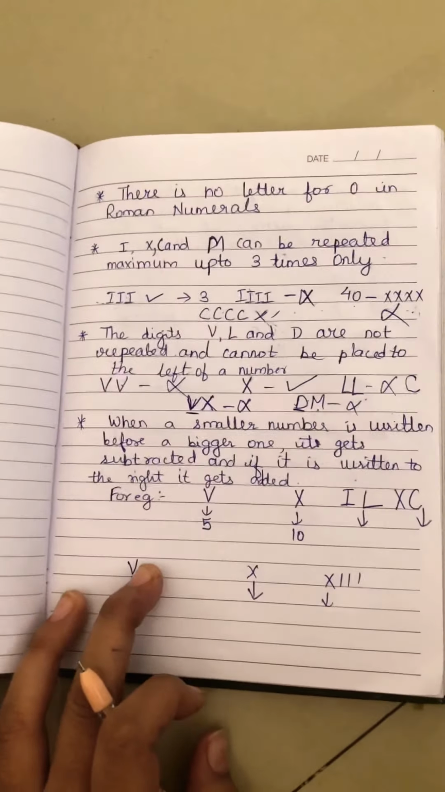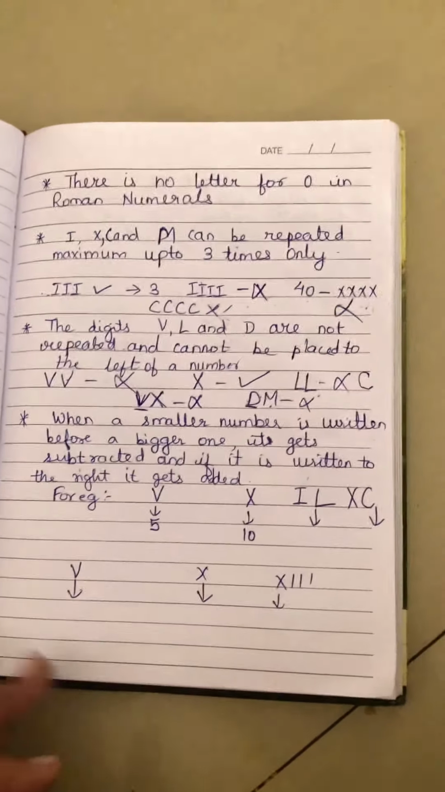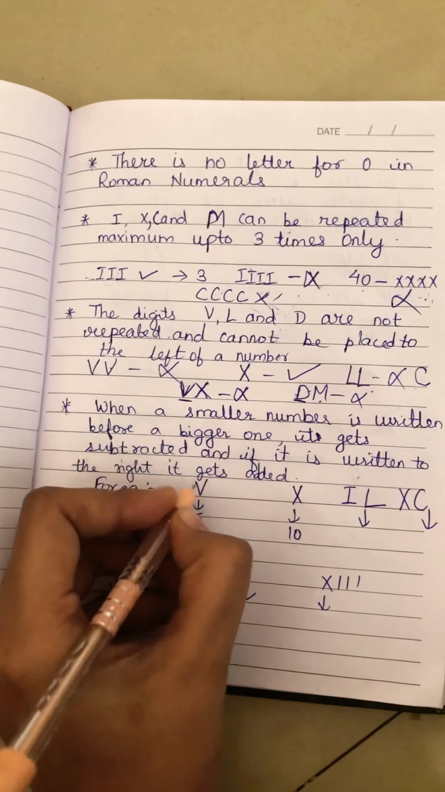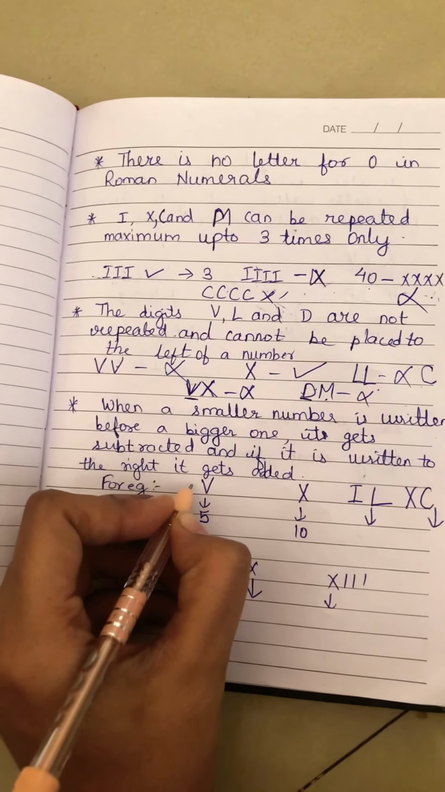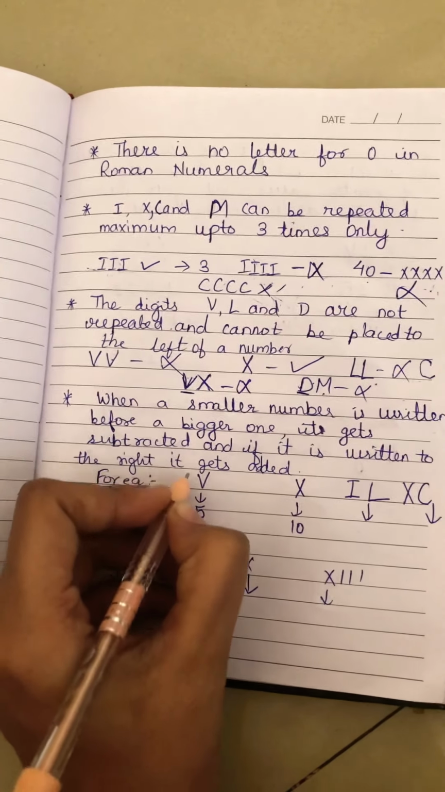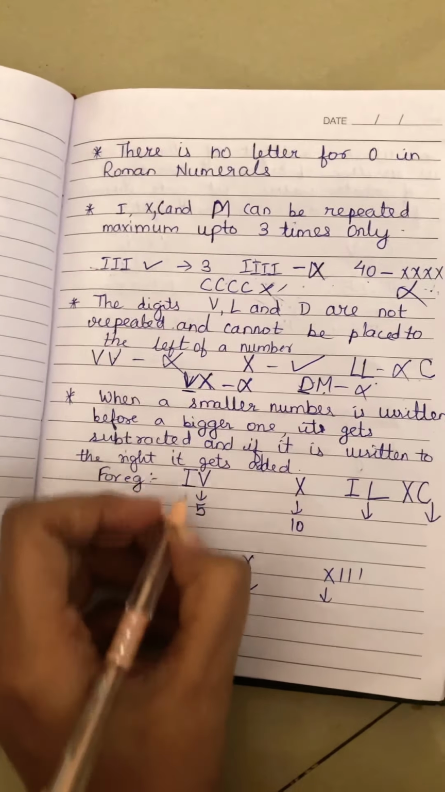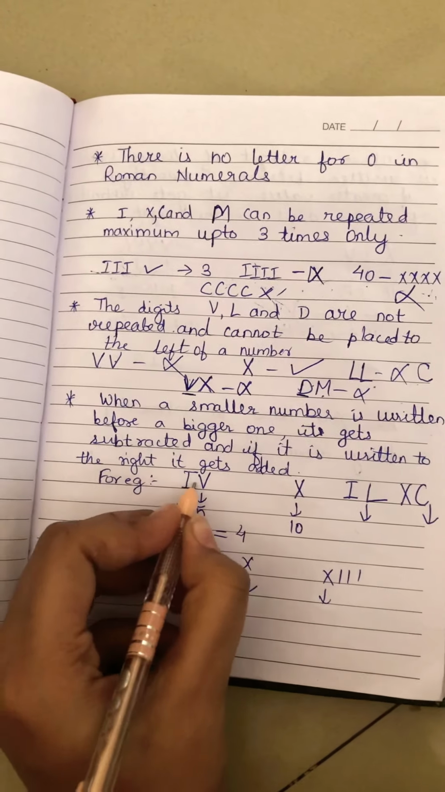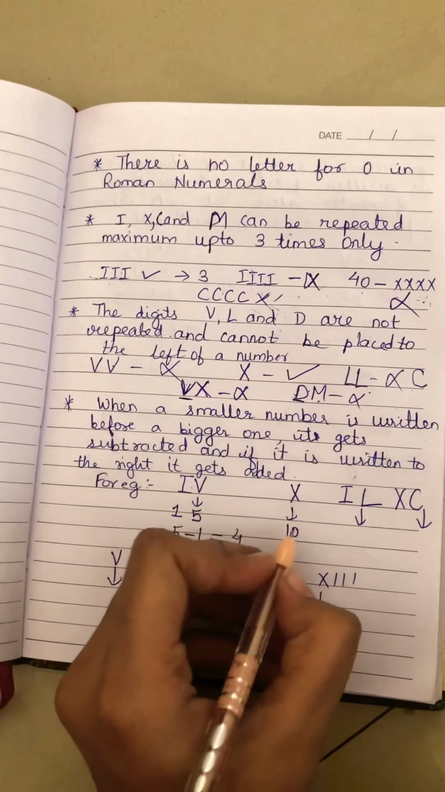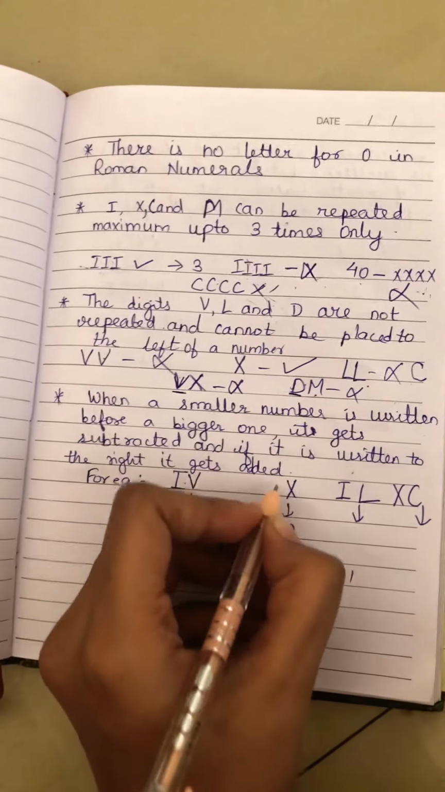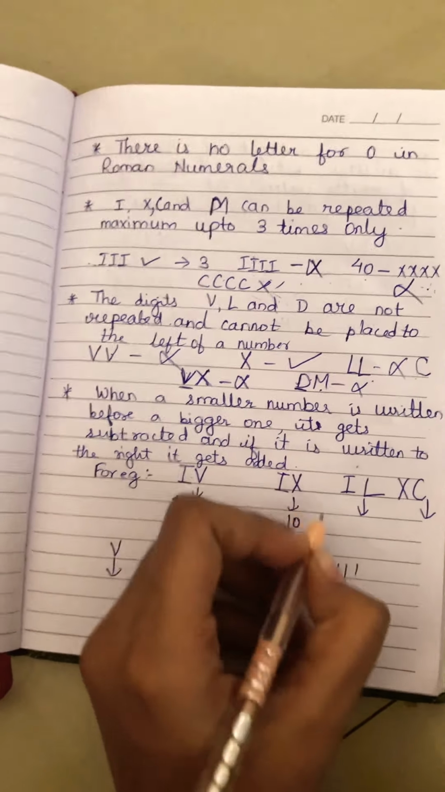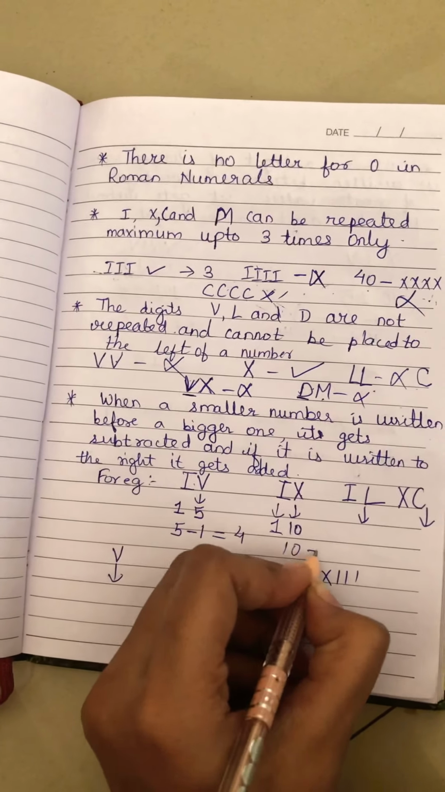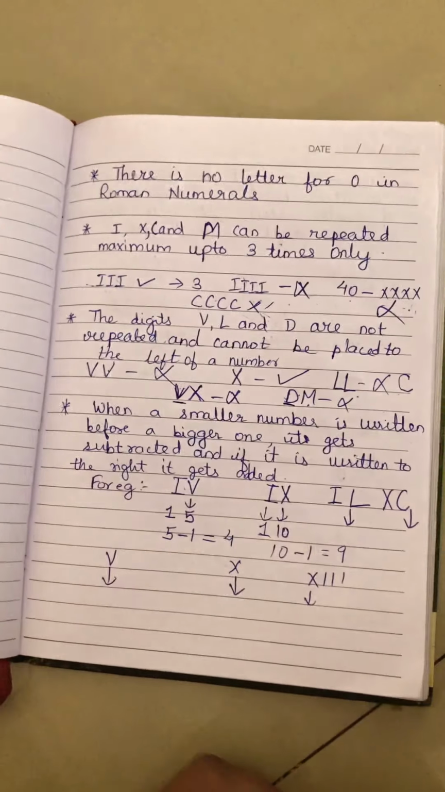Now next one. When a smaller number is written before a bigger one, it gets subtracted. Now see this one, this is 5, and if I am writing a smaller number ahead, suppose I am writing 1 here, it will get subtracted. 5 minus 1 is how much? 4. So this is 4. Understood? Now similarly see here, this is X, 10. Now write a smaller number before it, 1. So 10 minus 1. 10 minus 1 is how much? 9. Did you get it?